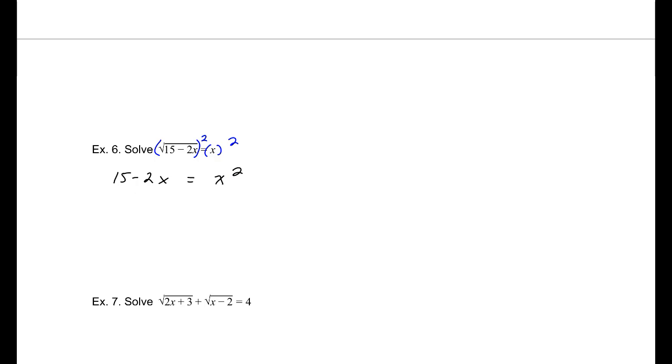All right, so now we'll just solve this like a quadratic. Let's go ahead and move all the terms. I'm going to move them to the right side. I'm going to rearrange this quite a bit. I'm going to have x squared plus 2x minus 15. I'm doing that so that I have a positive x squared term, so that I can potentially factor this.